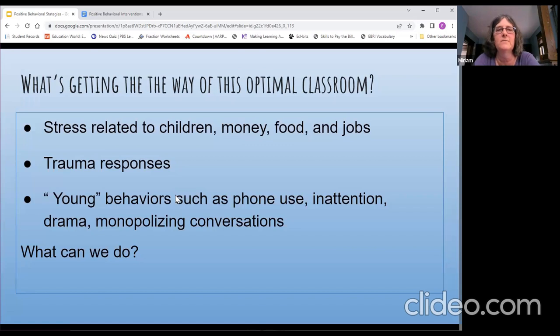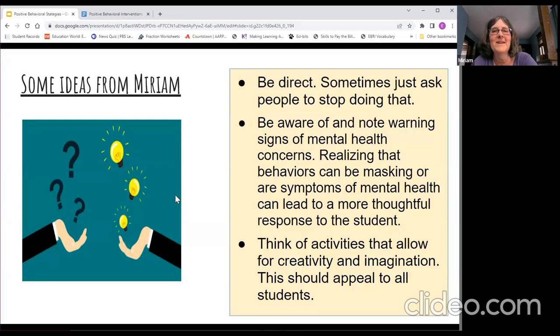So just once again, what's getting in the way? A lot of times it's stress, and sometimes trauma responses, and then the young behaviors, the phone use, sometimes inattention, a little bit of drama, and monopolizing conversations has come up. So then we get to the interesting question: what can we do? We're going to talk about that next.